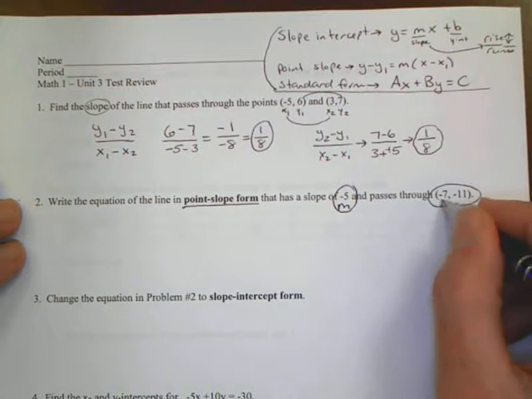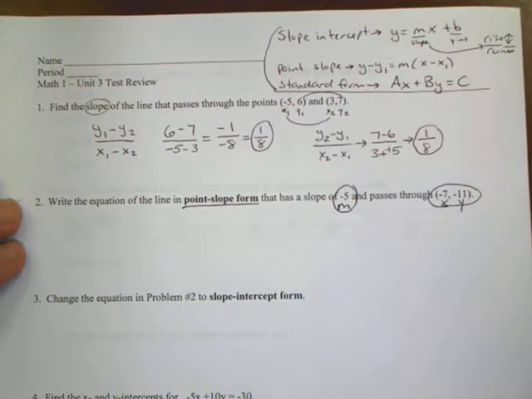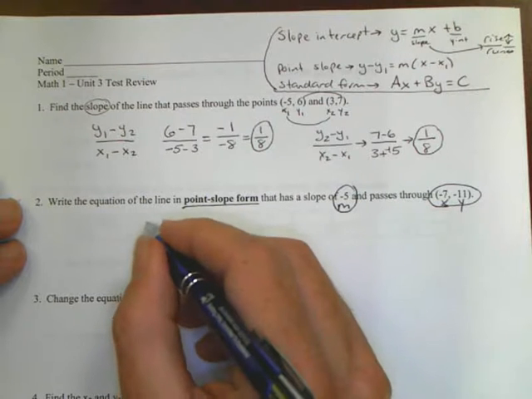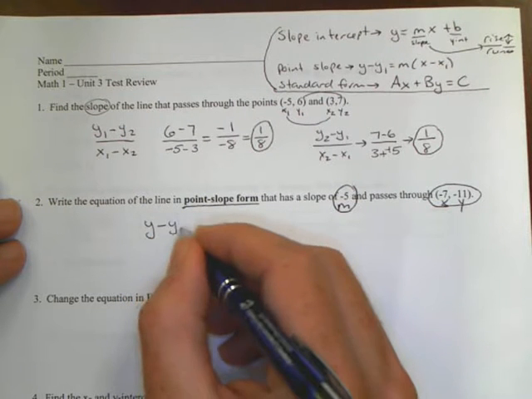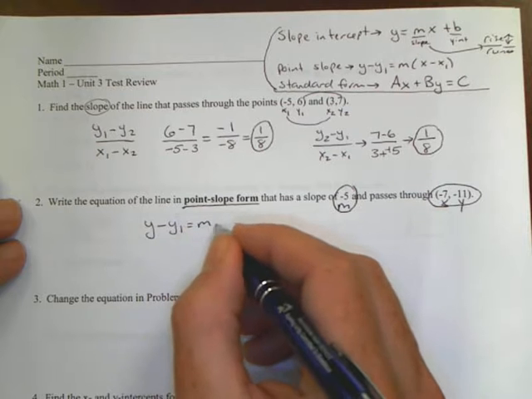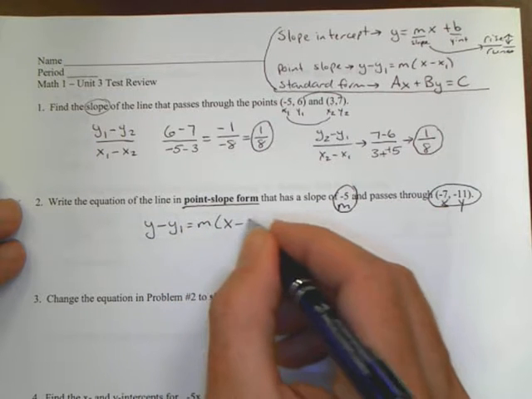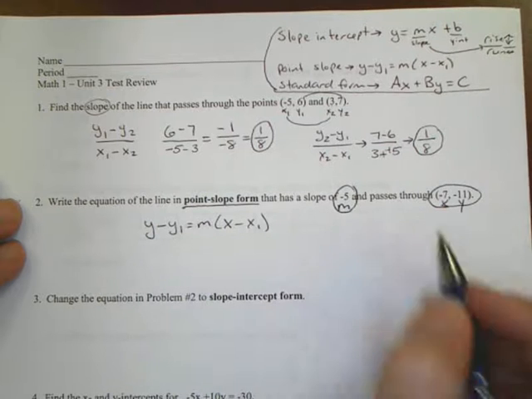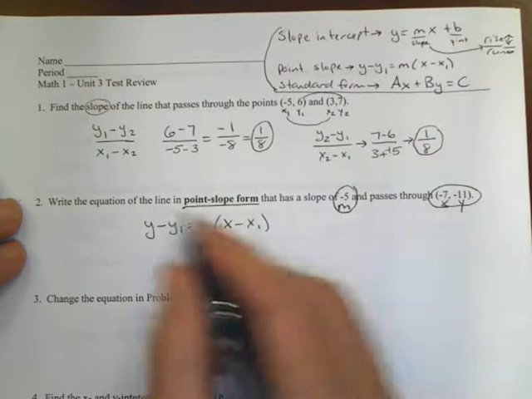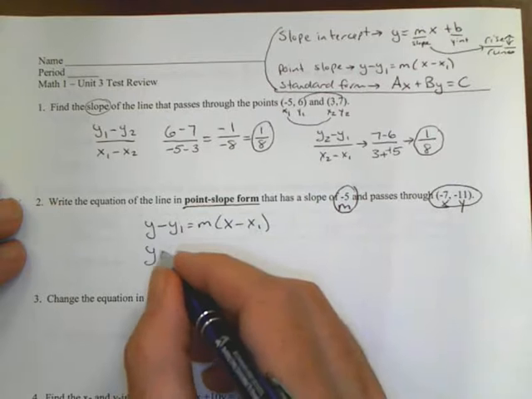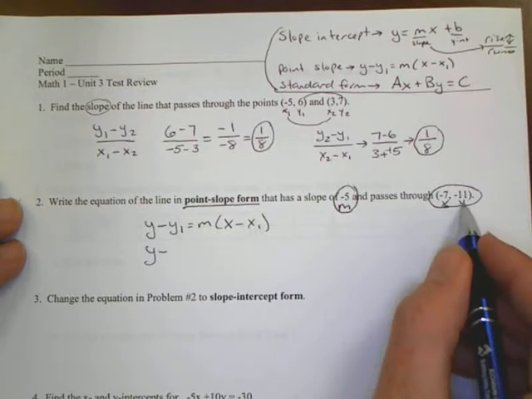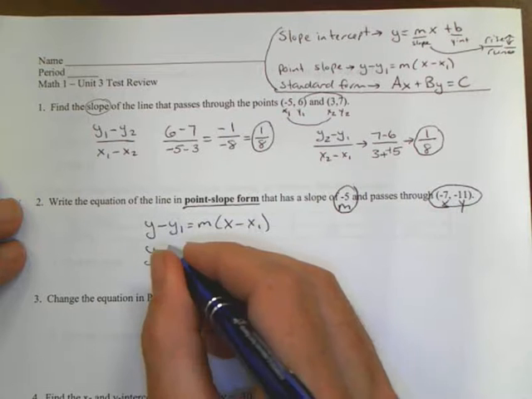-7 is an x value, and -11 is the y value. If the point-slope formula is y minus y1 equals m times x minus x1, essentially all I'm going to do is plug those numbers in for the variables. So y stays y, and I'm going to subtract my y value, which is a minus 11, or negative 11.